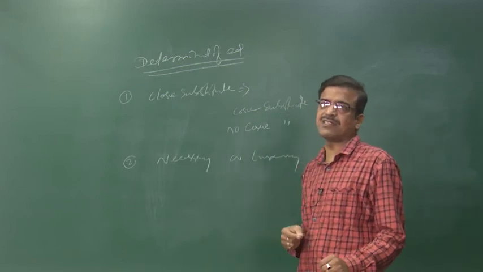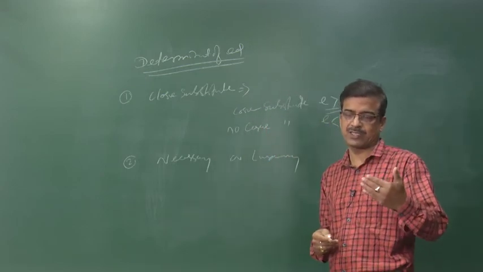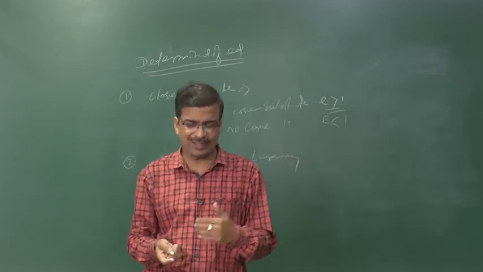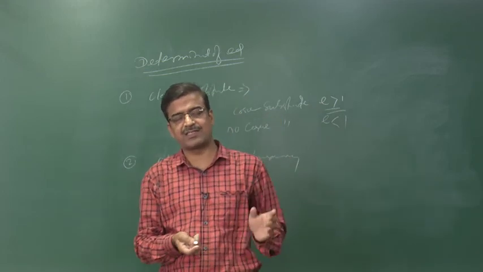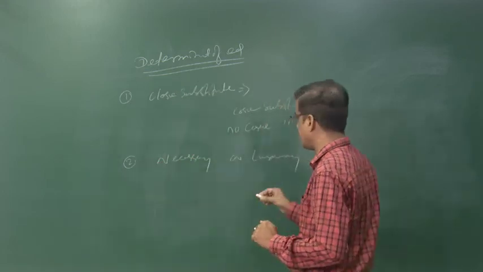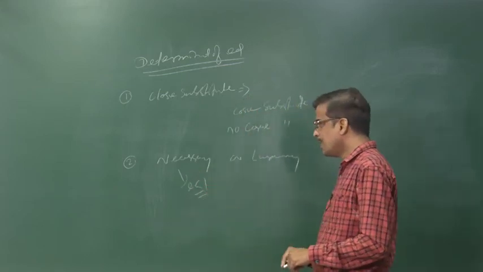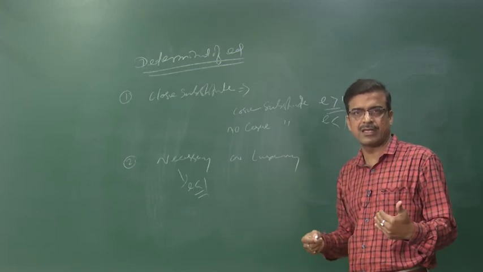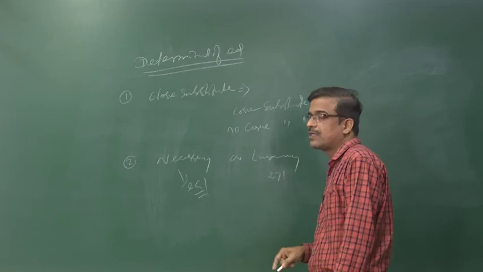If it is a necessary type of product, for example toothpaste, tooth powder, rice, oil, these are necessary products. For those necessary products, elasticity of demand is less than 1. If it is a luxury type of product, such as a television set, AC, or refrigerator, in those cases elasticity of demand is greater than 1.